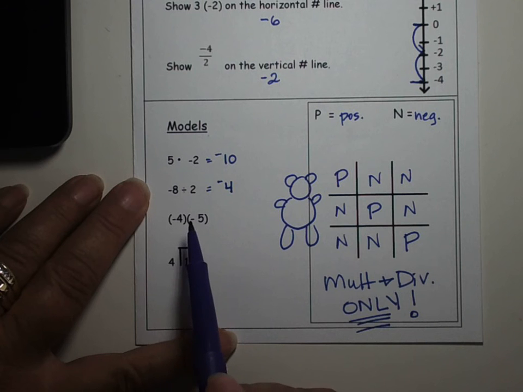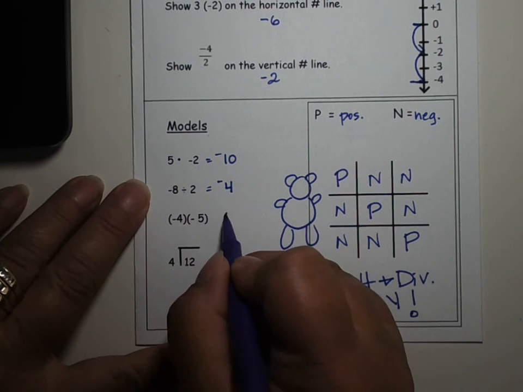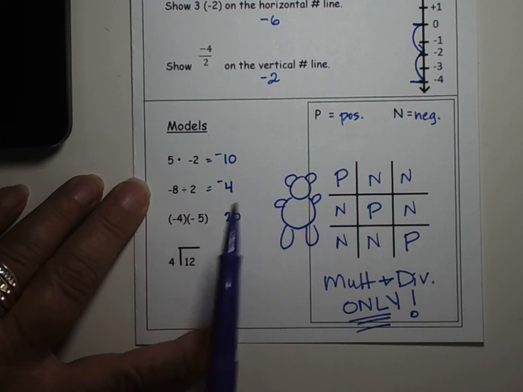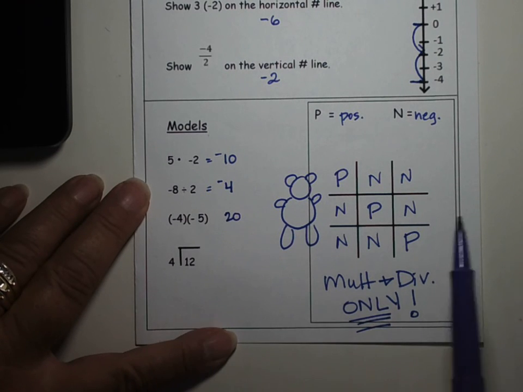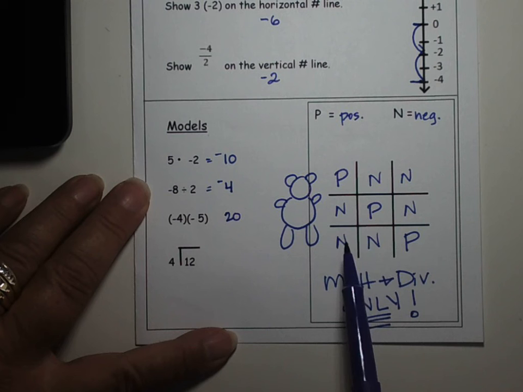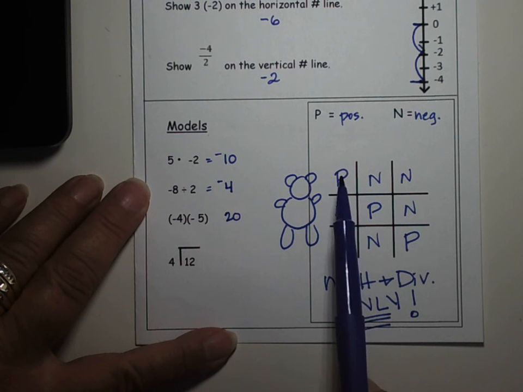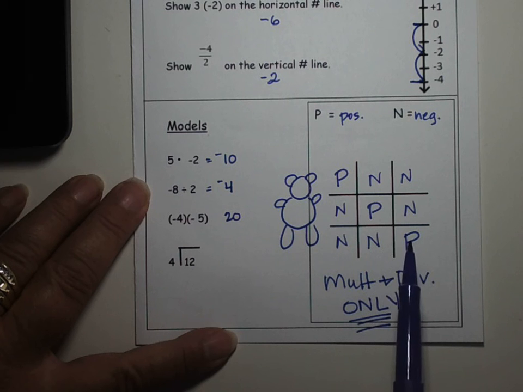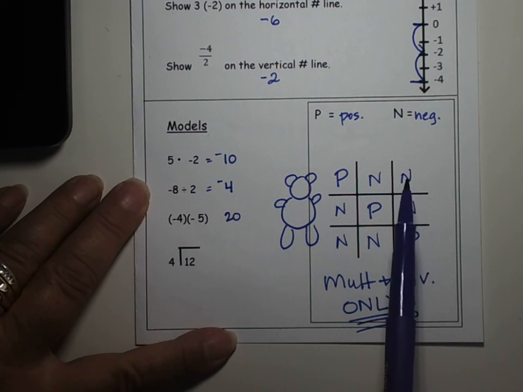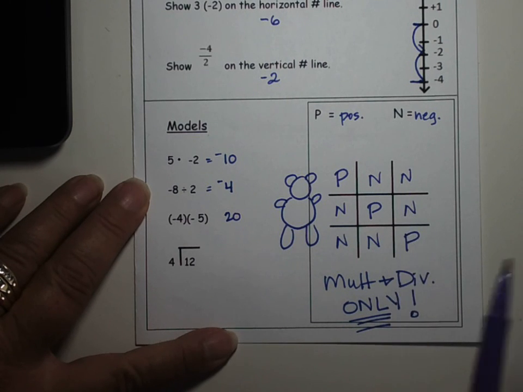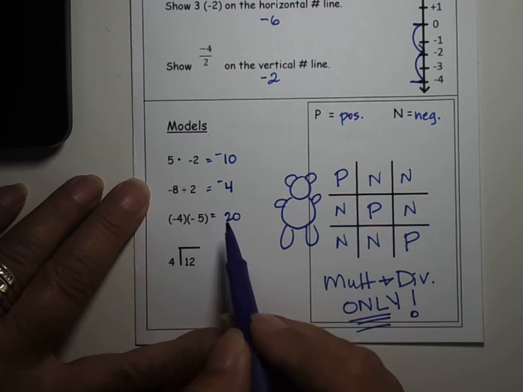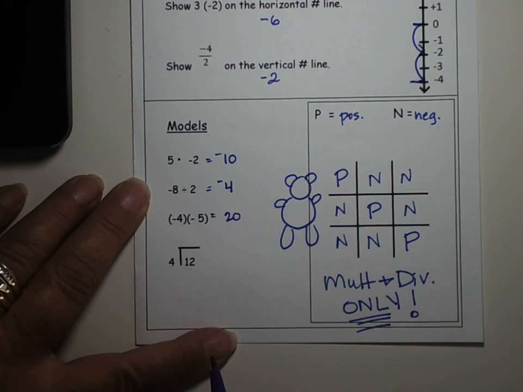All right, remember this symbol means multiply. So multiply 4 and 5 and you get 20. Now we have a negative times a negative. Okay, a negative times a negative is a positive. Any direction you go, negative times negative is a positive. So the answer to this is positive 20.